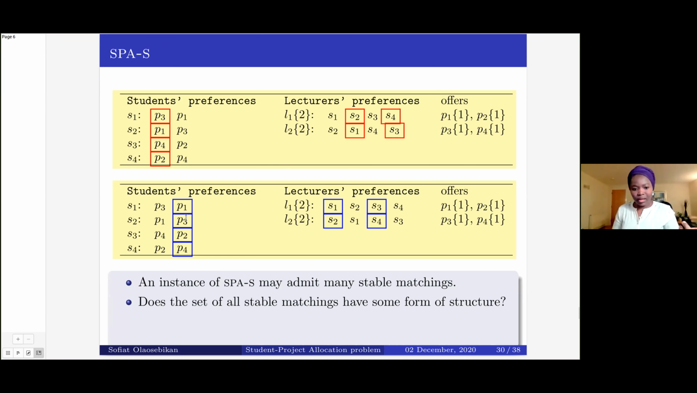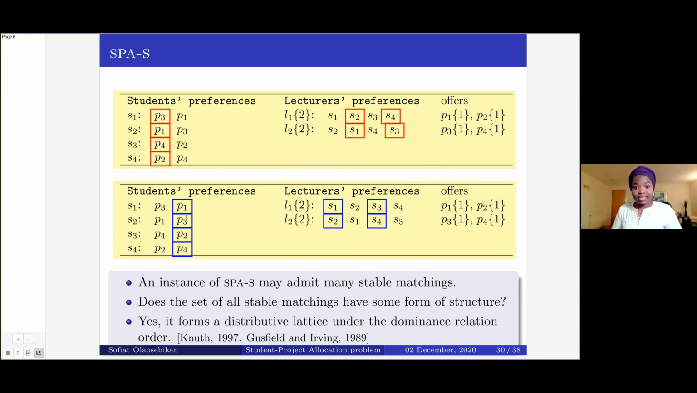So that brings about the question, does the set of all stable matchings have some form of structure? Like, is there a relationship between the stable matchings? And the answer is yes. It forms a distributive lattice under the dominance relation order. And this was studied by Donald Knuth in 1976 in the context of the stable marriage problem. It was also studied by Gusfield and Irving in their book, The Stable Marriage Problem: Structure and Algorithms. So what I did was try to solve the same for SPA-S.